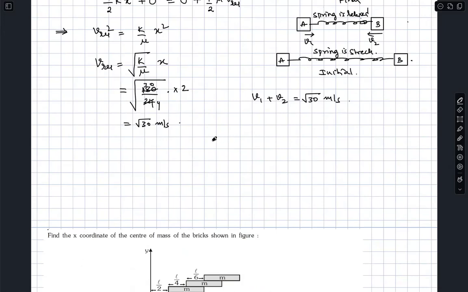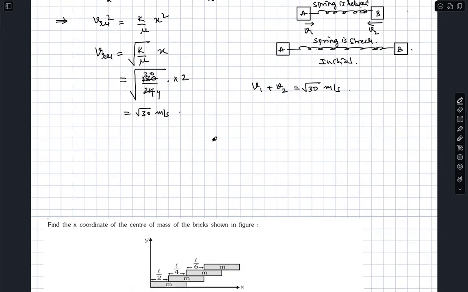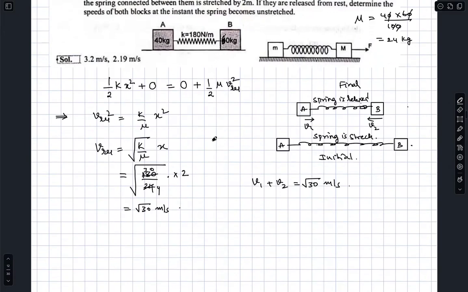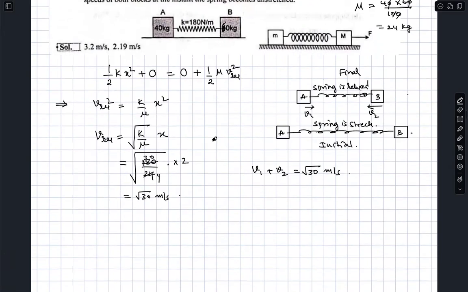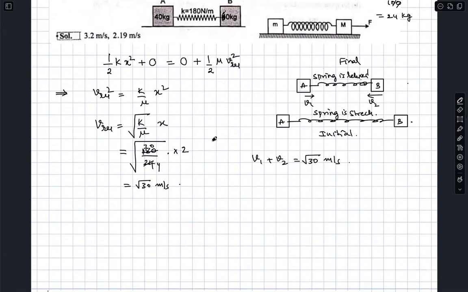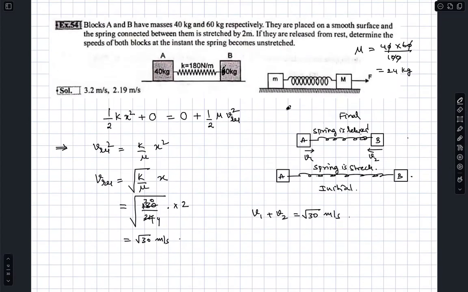Bhavana, you have two unknowns, but only one equation. Let me tell you how you can solve this question. Undoubtedly, you have two unknowns. V1 and V2 are two unknowns, but you have only one equation. How to solve? Varun, how to solve? Anyone in the class? Anika. Remember, there is no external force.